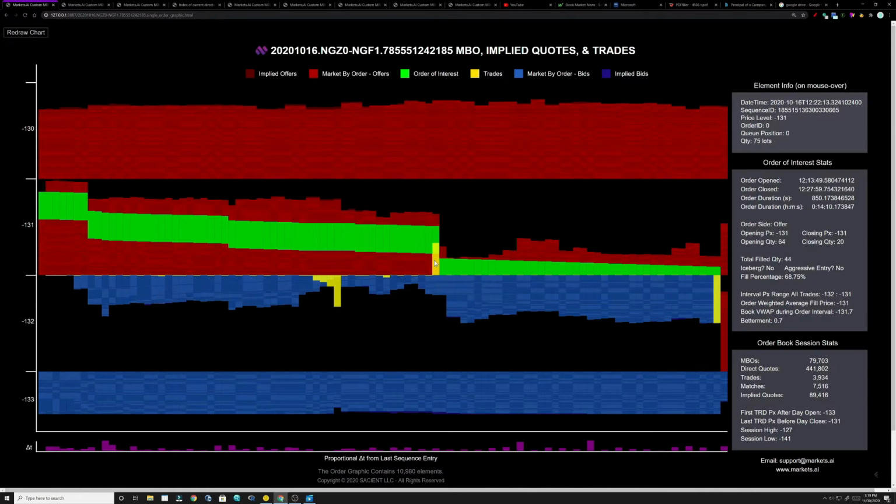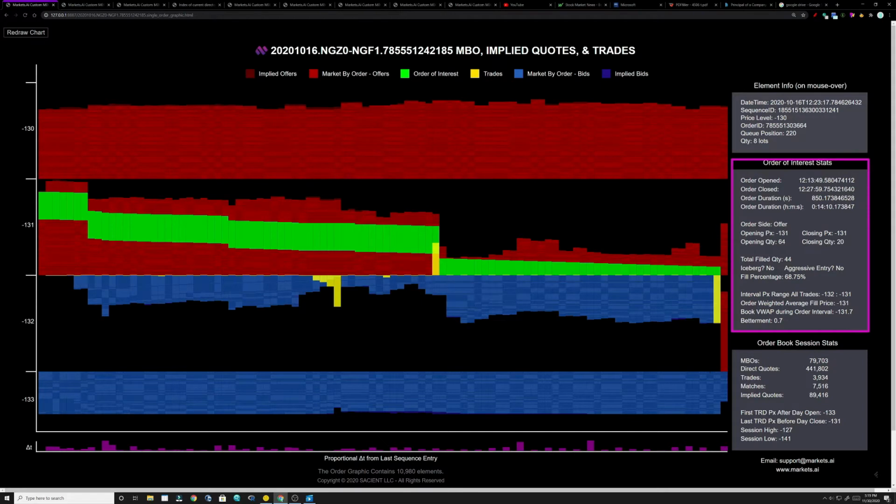And there is an assigned order ID to the implieds. That's used to position the implieds at the back of the queue. Liquidity is always taken directly off the book first, and then it's taken from the implieds. Moving to a little bit more static information, we have the order of interest stats.